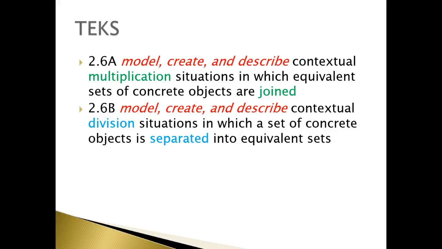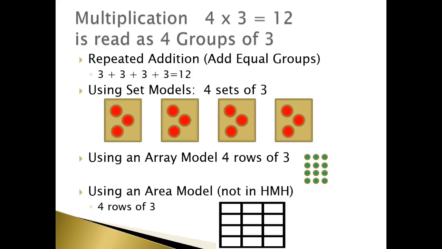And notice that here we're going to do everything conceptually. So we're going to show multiplication as joining and division as separating into equal sets or equivalent sets. So here's an example of how you can use repeated addition. You can use set models, you can use arrays, or an area model to help you understand multiplication. Remember that 4 times 3 is read as 4 groups of 3.